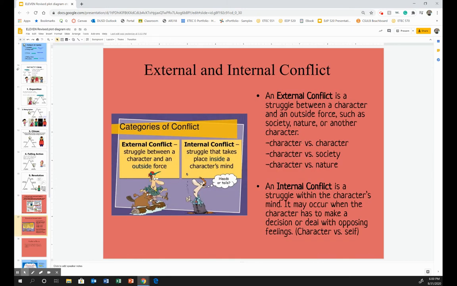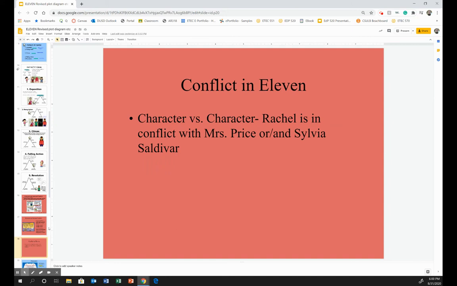Again, external is character versus character, character versus society, character versus nature. But this story really has a lot of internal conflict. There is, like I said, a little character versus character. She has these conflicts with the teacher and the other girl, but for the most part, those aren't really big conflicts. They're not going to go outside and fight or anything.